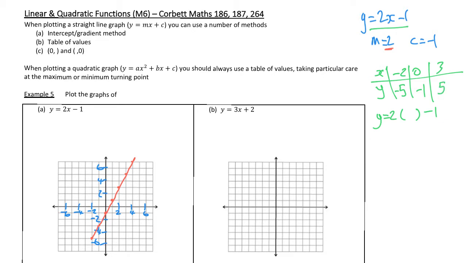So we have the coordinates -2, -5, which we've already got on our line. 0, -1, which again is on the line. And 3, 5, which again is on the line. So that looks pretty good.